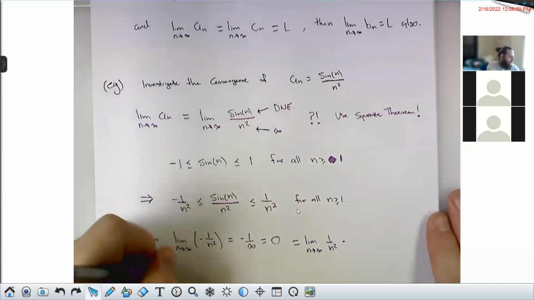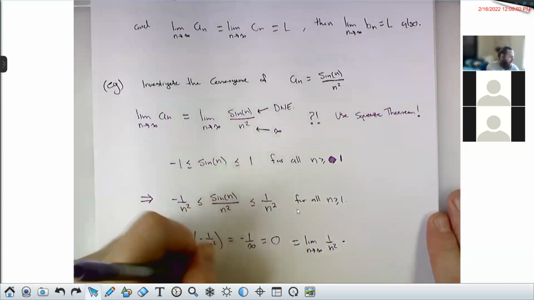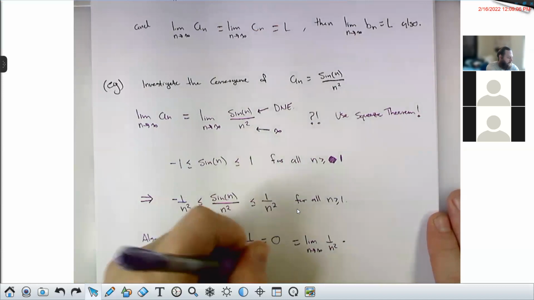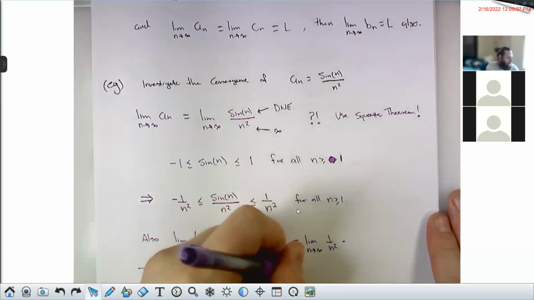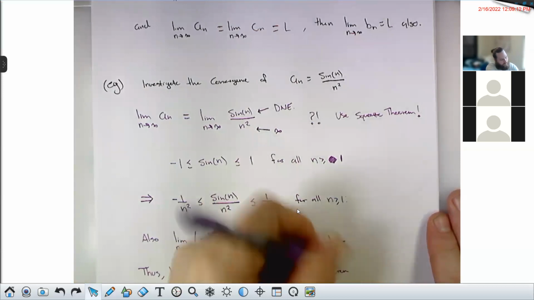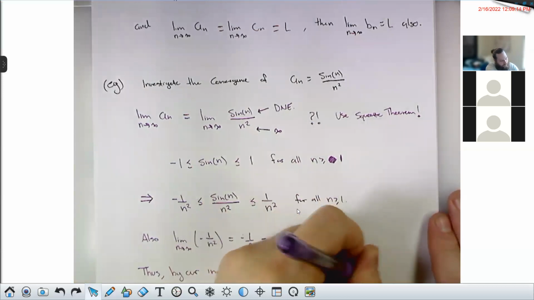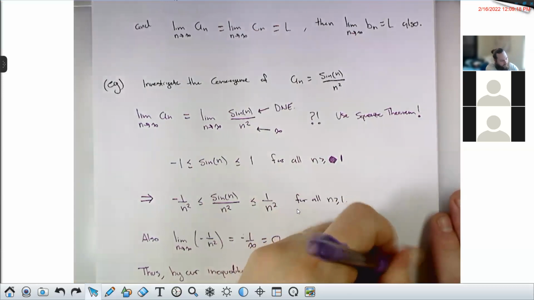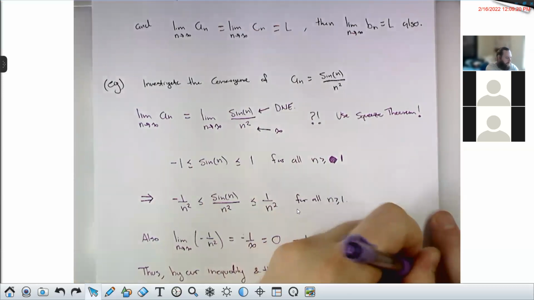But our inequality and the squeeze theorem say the limit as n goes to infinity of sine n over n squared equals 0.